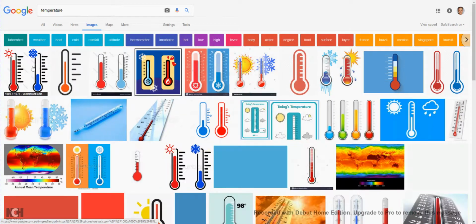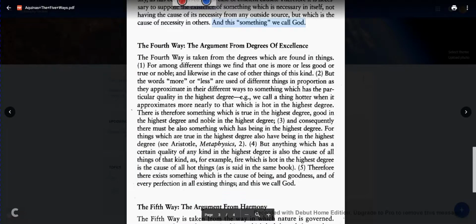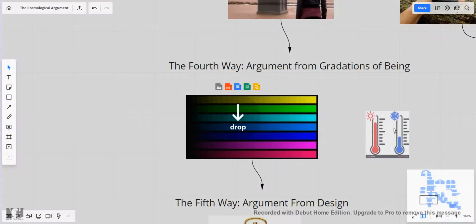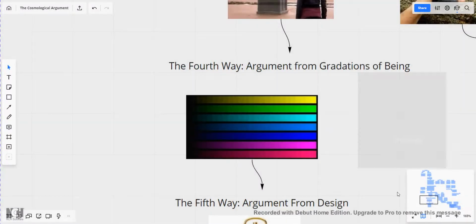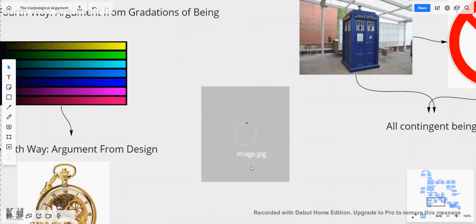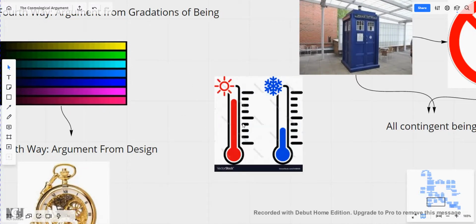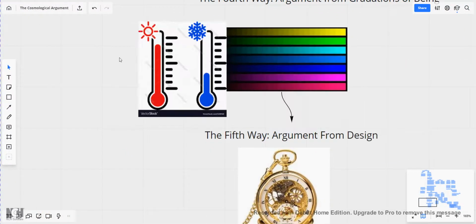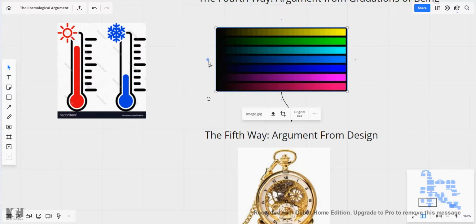And look, let's use the very first thing that came up to give us a good little visual example, okay? When we're talking about degrees and gradations. All right. So I'll put it on this side so it's easy to see. All right, degrees and gradations.